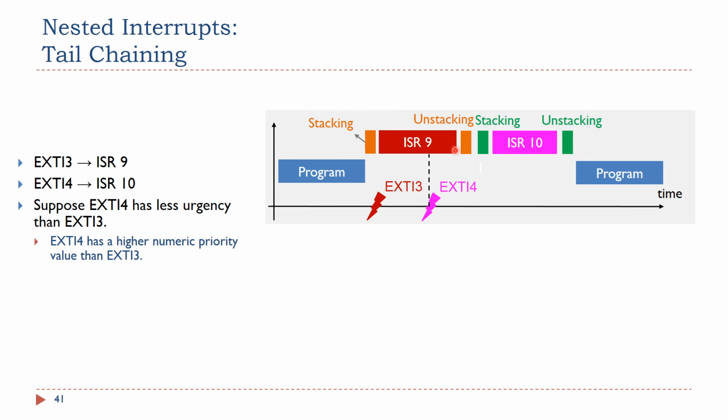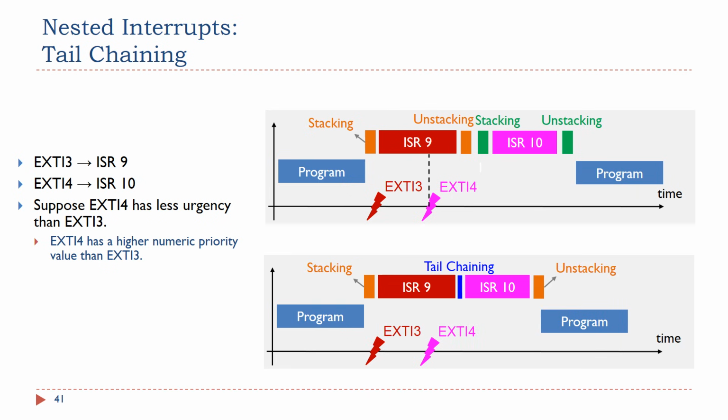After the current interrupt service routine completes, unstacking and stacking are performed, before the new interrupt service routine starts. As you notice, the middle unstacking and stacking processes are unnecessary in this example. Therefore, ARM Cortex-M deploys an optimization technique, called tail chaining, to reduce the interrupt latency. Typically the unstacking process takes 12 cycles. The stacking takes 12 cycles too. However, the tail chaining takes only 6 cycles.